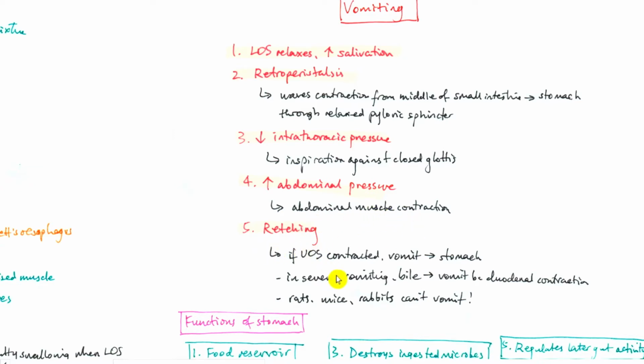So if the upper esophageal sphincter is contracted, then the vomit doesn't come out, but it can go back into the stomach. And this can happen several times before you actually vomit it out. In severe vomiting, bile can enter the vomit because of duodenal contraction. Rabbits, mice and rats can't vomit, which is an interesting fact.